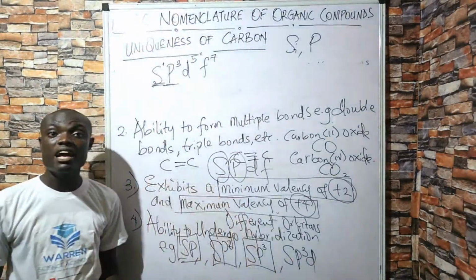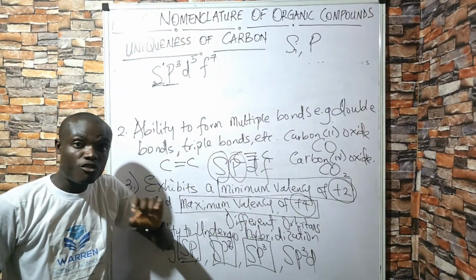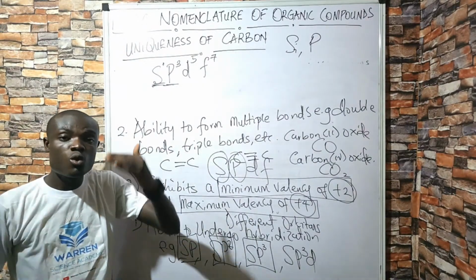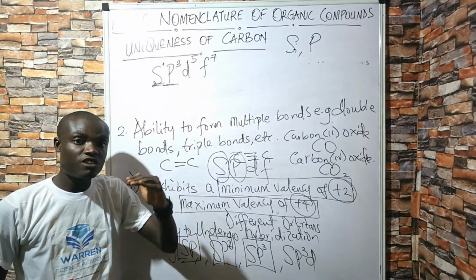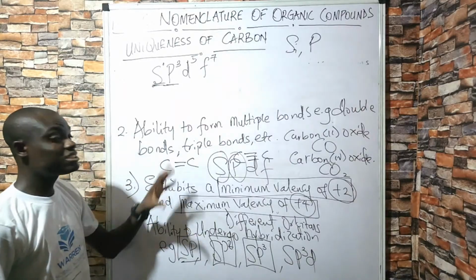So there are a lot of hybridizations. Different compounds have different forms of hybridization, and you get to know this when you study them one after the other. For example, the alkane, the alkene, the alkyne, and so on and so forth. So these are the uniqueness of carbon.